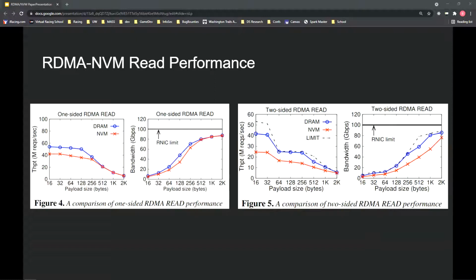These charts in figures 4 and 5 are intended to demonstrate that. Throughput and bandwidth for one-sided reads on the left and two-sided on the right. And so you can kind of see those. They trend somewhat similarly to DRAM.